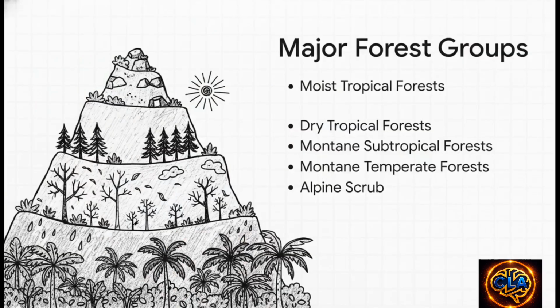To make sense of all this diversity, scientists use Champion and Seth's classification system. This is a fantastic memory hook for you to remember. It divides India's forests into 5 major groups. We've got moist tropical forests with their dense, rich canopies, dry tropical forests that shed their leaves, and then, as we climb higher in elevation, we move into montane subtropical, montane temperate, and finally, the rugged alpine scrub. It's a perfect example of how form always follows climate.